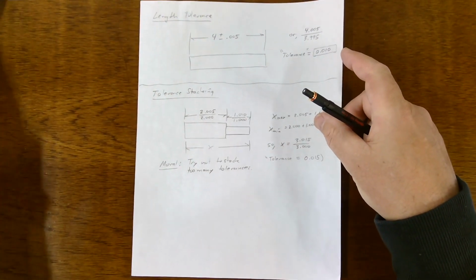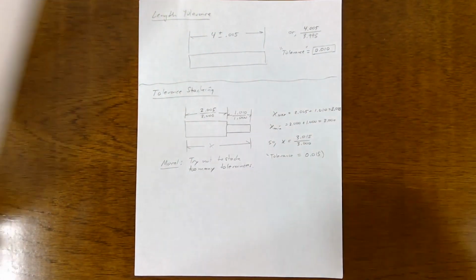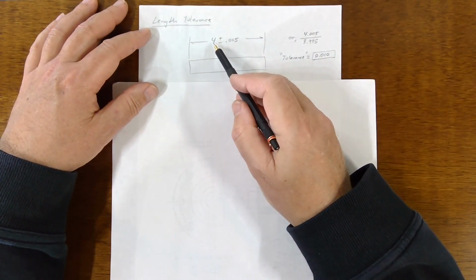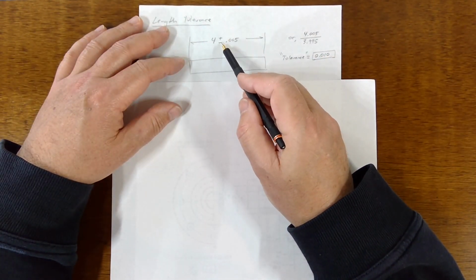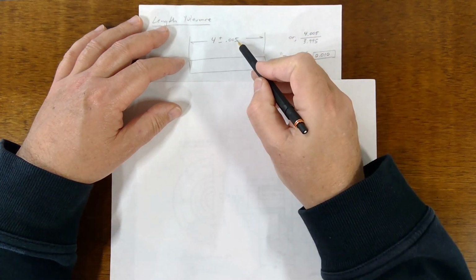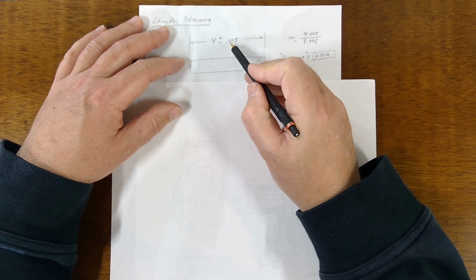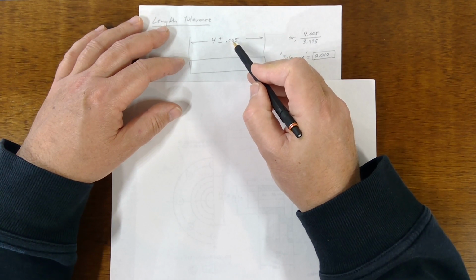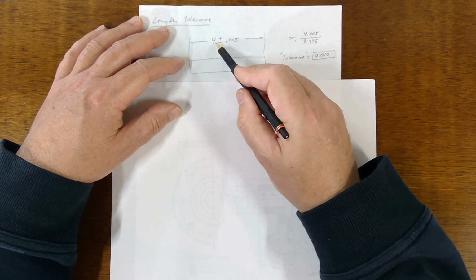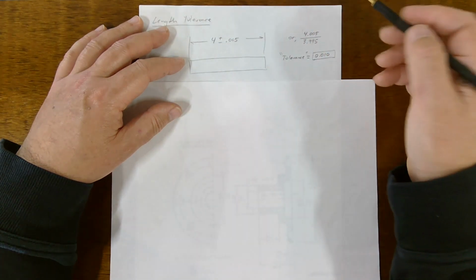So let's work some increasingly difficult problems. Here's just a simple tolerance on the length of something. We're saying this thing is 4 inches plus or minus 0.005. Sometimes we say 5 thousandths, because the digits after the decimal point are tenths, hundredths, thousandths. So this is 4 inches plus or minus 5 thousandths, we sometimes say.